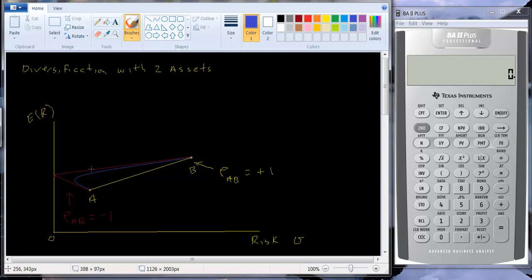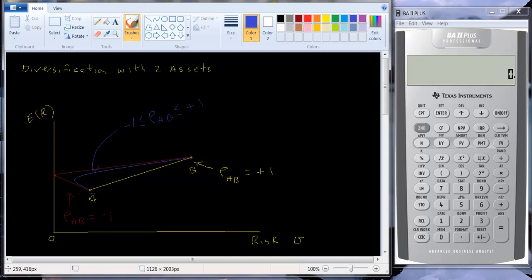All right, let me go back to my pen. So this blue line is the case where the correlation is between -1 and +1. Okay, it's not perfect negative, it's not perfect positive. It's probably fairly low. It's probably 0, so that it bends backwards. What's nice about that? By bending backwards, we can get lower risk, but we're going up. So we're getting higher expected return. This is the beauty of diversification.